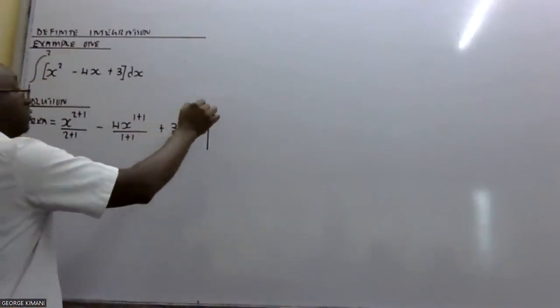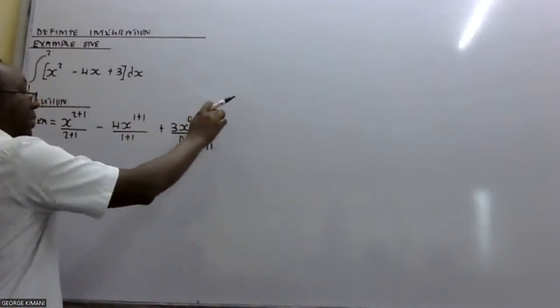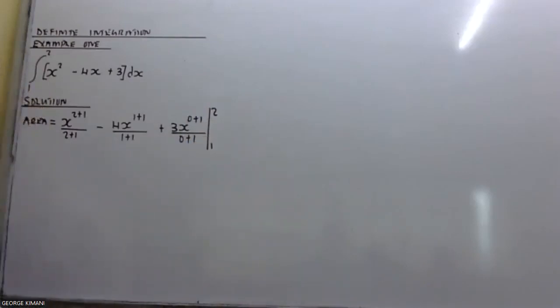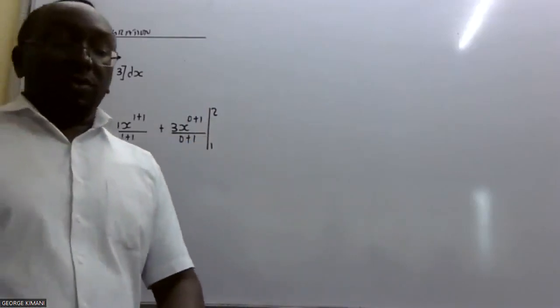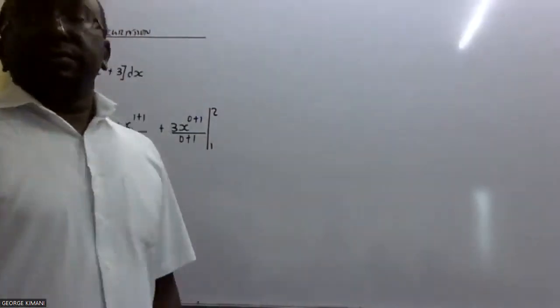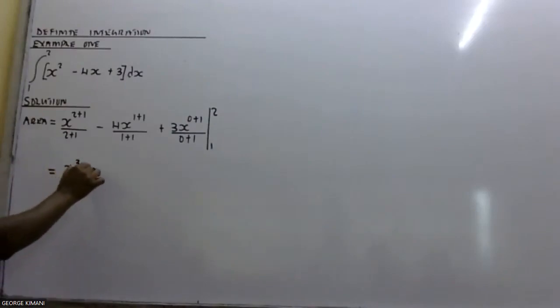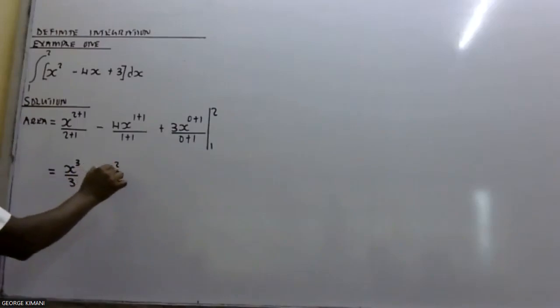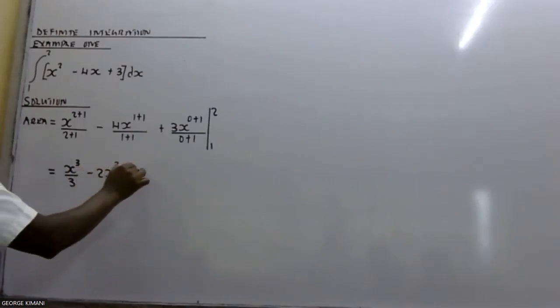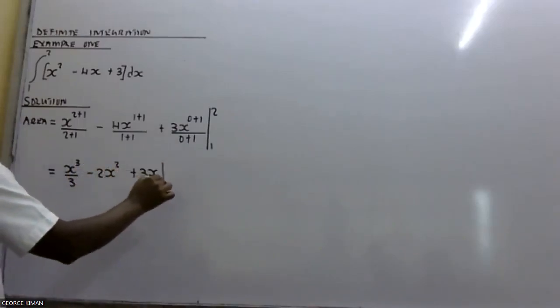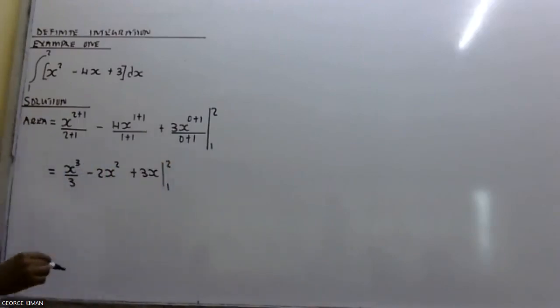In the range of 2, 1. 2 is the upper limit and 1 is the lower limit. So if we proceed to simplify, this becomes x cubed over 3 minus 2x squared plus 3x in the range of 1 to 2.